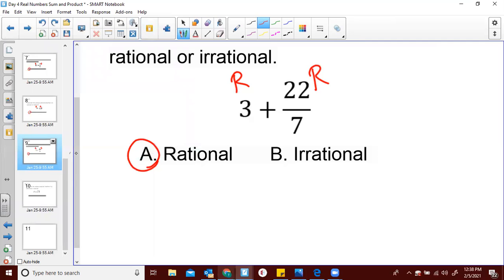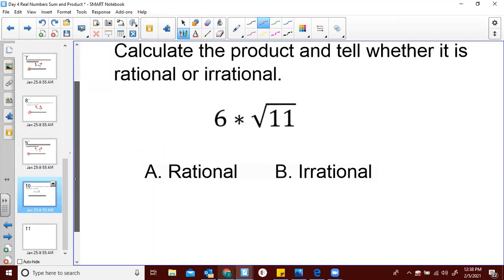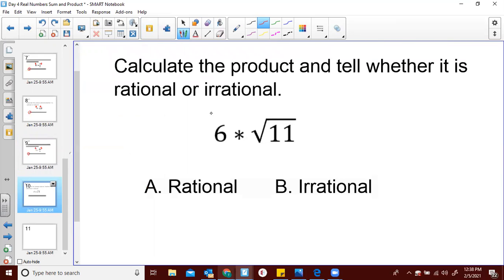All right. And the last one, we know 6, again, natural number, rational. Square root of 11 is not a perfect square. Irrational. Has to be irrational. Remember, 2 good oranges, going to stay rational. 2 rational is going to stay rational. If you throw 1 bad orange, 1 irrational in there, your answer is always irrational.